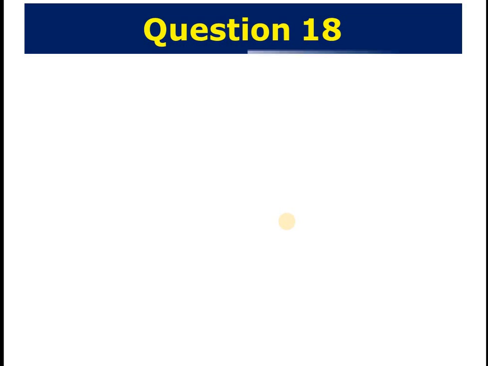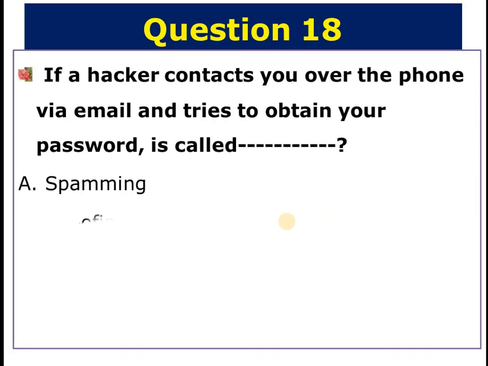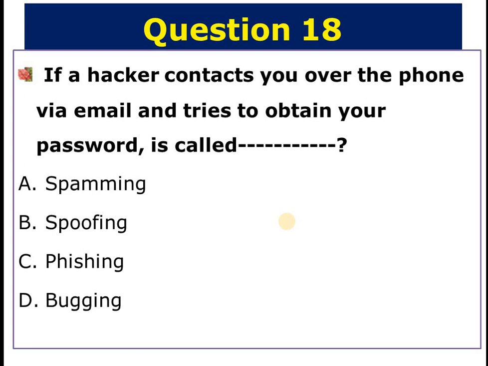Question number 18. If a hacker contacts you over the phone or via email and tries to obtain your password, it is called blank. A. Spamming, B. Spoofing, C. Phishing, D. Bugging. Choice C is the answer. It is called phishing.